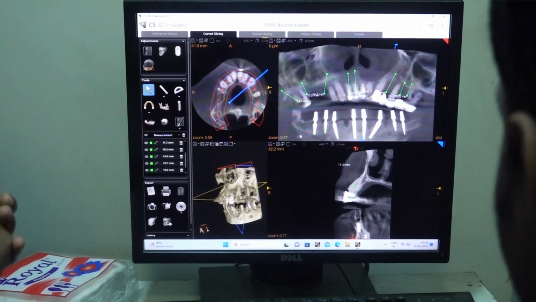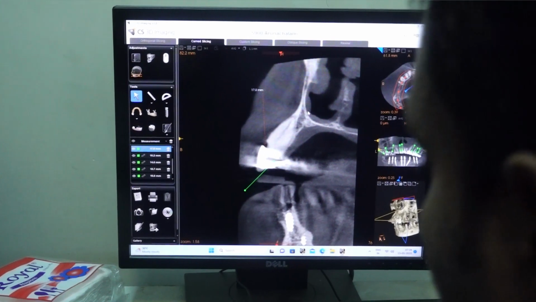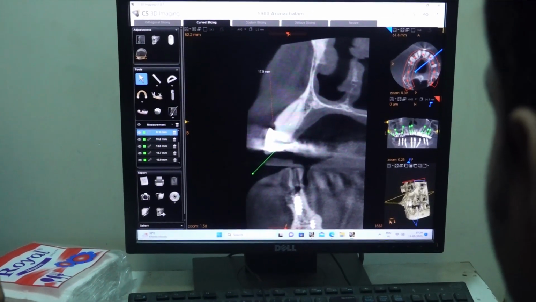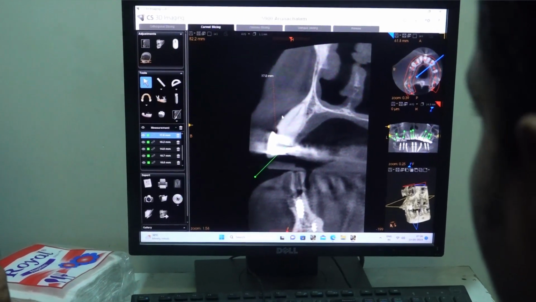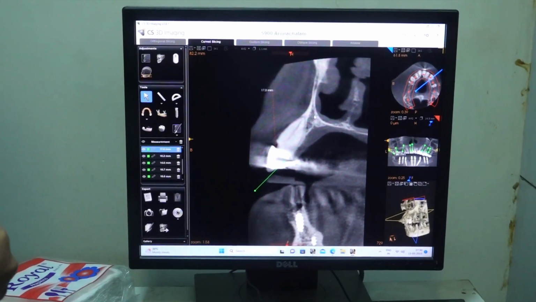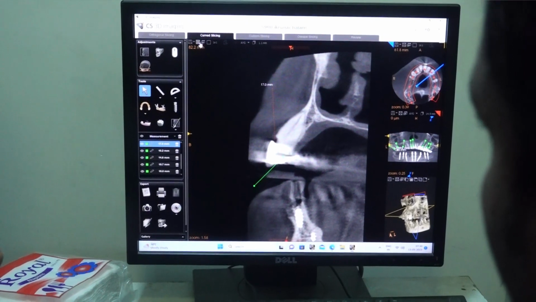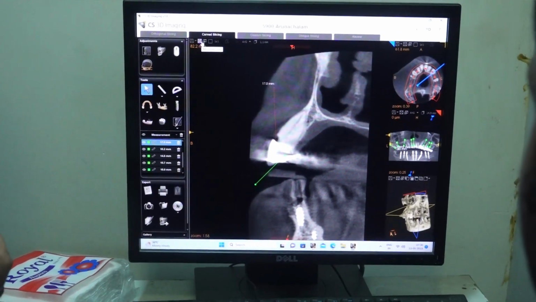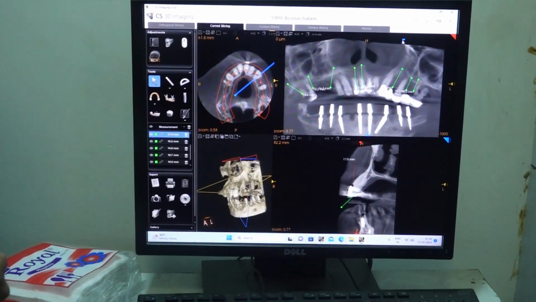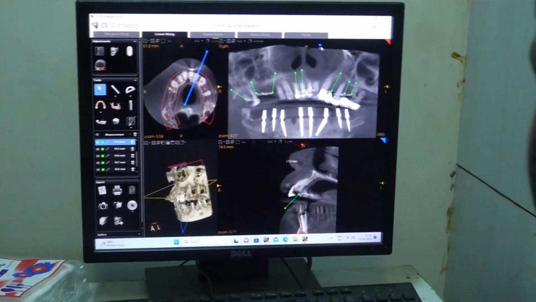Canine. Can you see the difficulty with this canine? The apex is very close to the nasal floor. There is no labial plate, or it is very thin. Definitely, if you place a compressive implant, there will be bone resorption and exposure of the implant. That is a problem with canine. Canine is a long root, bulky root. If you remove it, there is no bone left, you will get only a socket. So we are avoiding canine here. Canine is the last option.